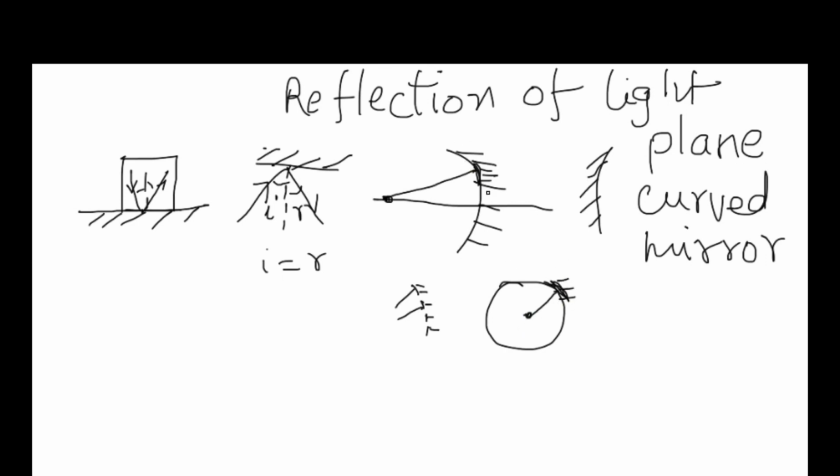So when you have a curved mirror and at any point you want to draw the angle of incidence and the angle of reflection, so this is I and this is R, then at that point you join that to the center of the mirror, so you know this is the normal and this is the angle of incidence and this is the angle of reflection, and this is going to be equal.